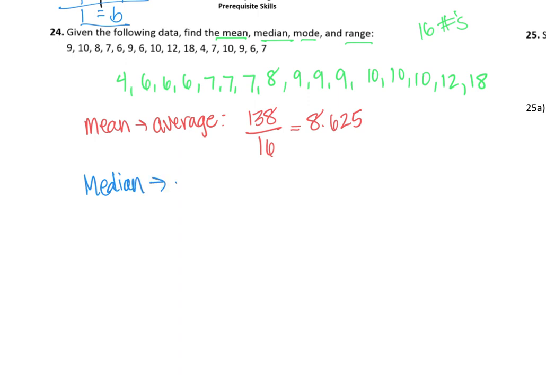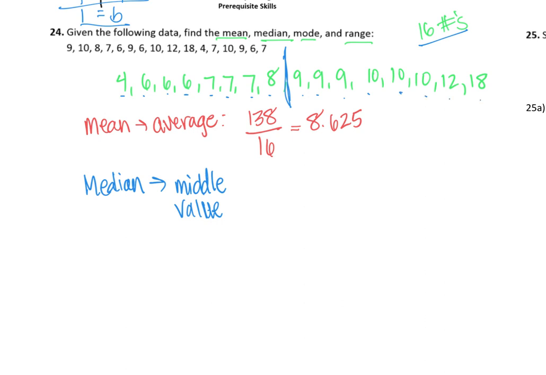Median is another word for middle value. The middle value is really just about counting. If I have 16 numbers, half of 16 is 8. So I'm going to divide this so that there's 8 on one side and 8 on the other. So 1, 2, 3, 4, 5, 6, 7, 8, and then 1, 2, 3, 4, 5, 6, 7, 8.